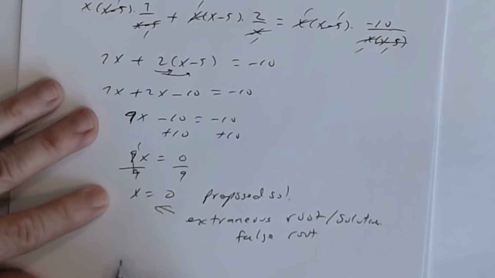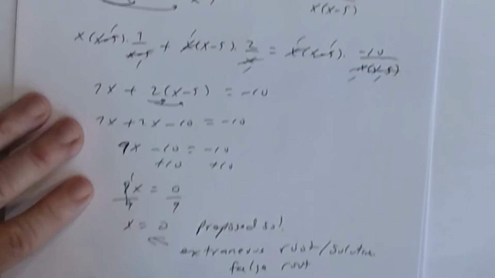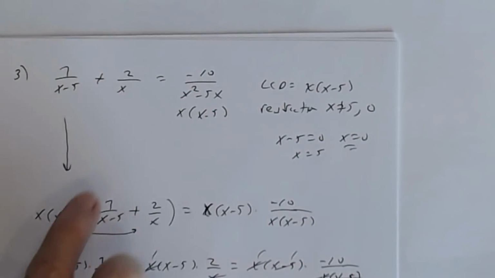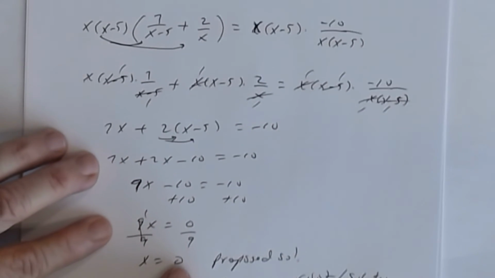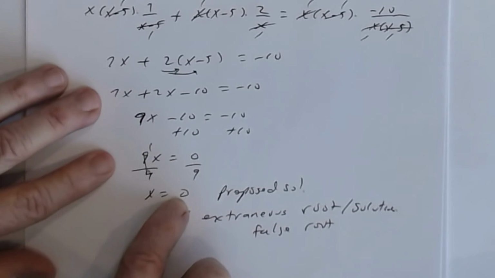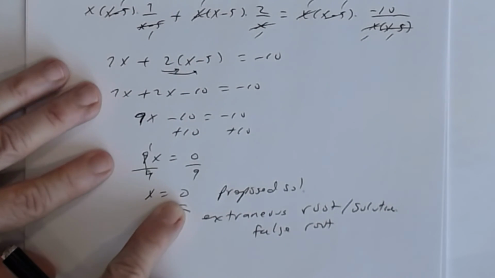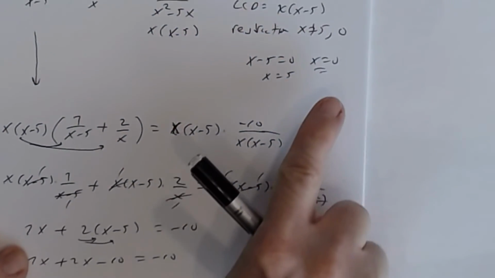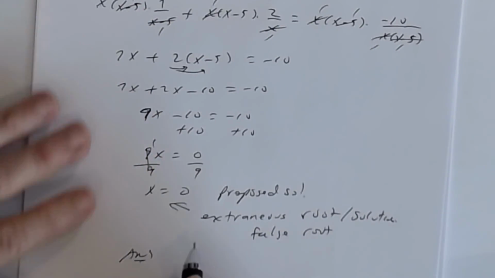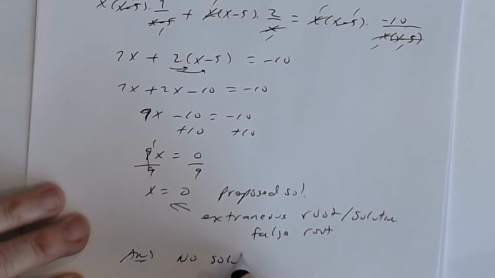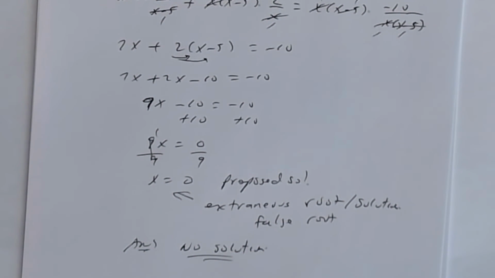But here's the thing, you got to answer the question. So the question is, what's the solution to this equation? Well, all I had was one proposed solution. It is a restriction, so therefore there is no solution. So you would say no solution. All right.